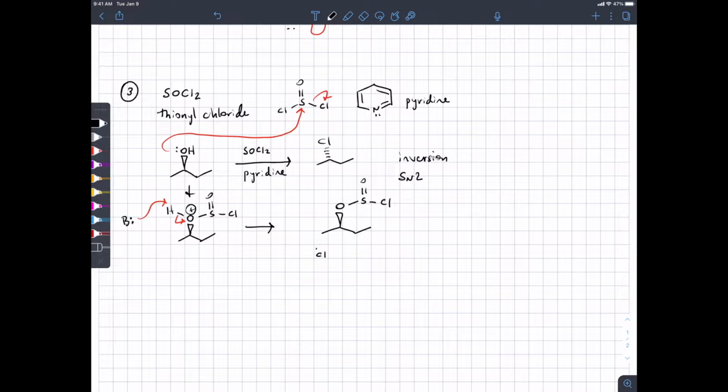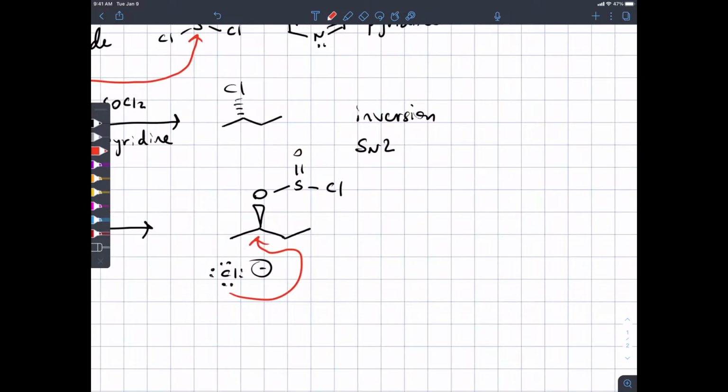At this stage, chloro comes in and attacks. Chloro that left in the first step, Cl- comes in and attacks from the backside to give you inversion of configuration. And then what happens next is kind of neat. As the oxygen's leaving, its electrons kick down to form an oxygen-sulfur double bond, and chloro leaves. So it's like the leaving group is a super good leaving group because on its way out, it falls apart into something that can never come back because SO2 is a gas.